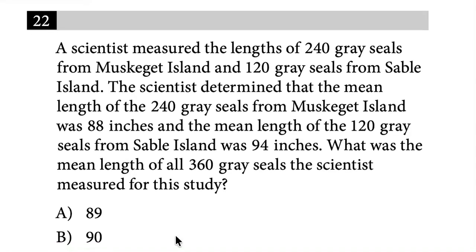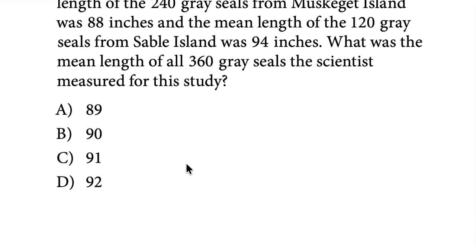let's go to question number 22. A scientist measured the length of 240 gray seals from M Island and 120 gray seals from S Island, M Island and S Island. Okay, the scientist determined that the mean length of 240 gray seals from M Island was 88 inches. Okay, that is about the mean.